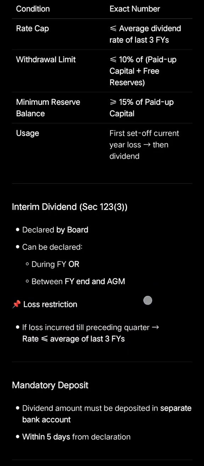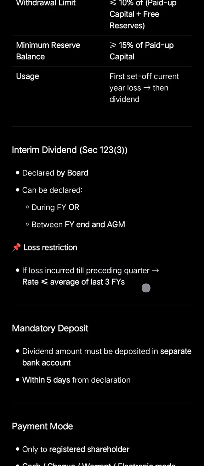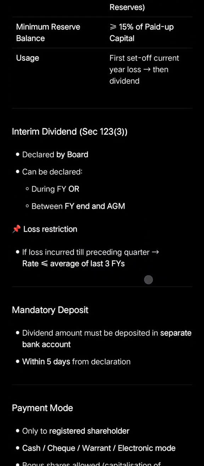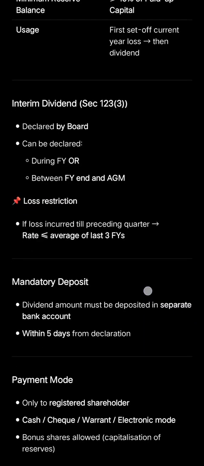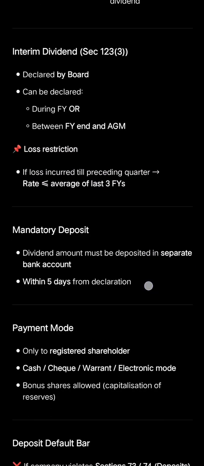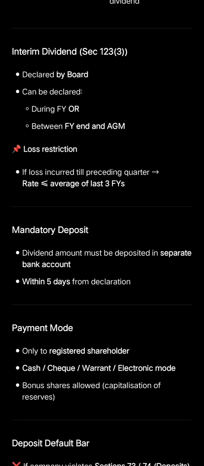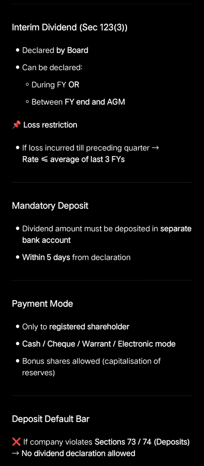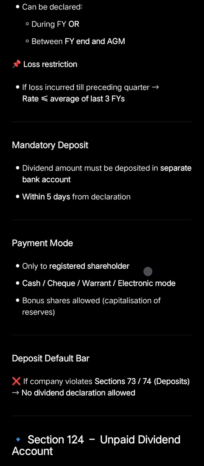Interim dividend. Interim dividend can be declared by the board of directors during a financial year, in between two AGMs. If loss is incurred till the preceding quarter, the rate of dividend must be less than or equal to the average of the last 3 financial years.